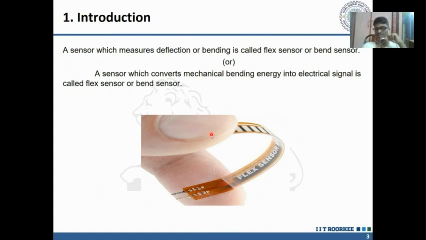First, what is a flex sensor? A flex sensor, as the name suggests, converts mechanical bending energy into electrical energy, and that signal is read by the signal conditioning unit, which gives the measurement to the output devices. Basically, the flex sensor measures the deflection of bending on the surface that it is attached to.